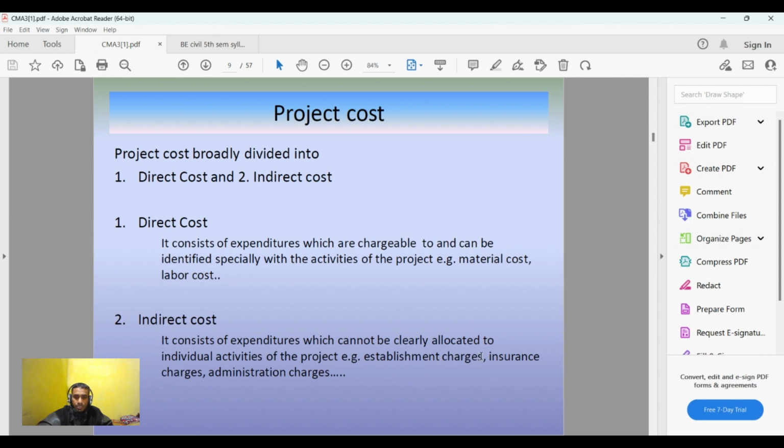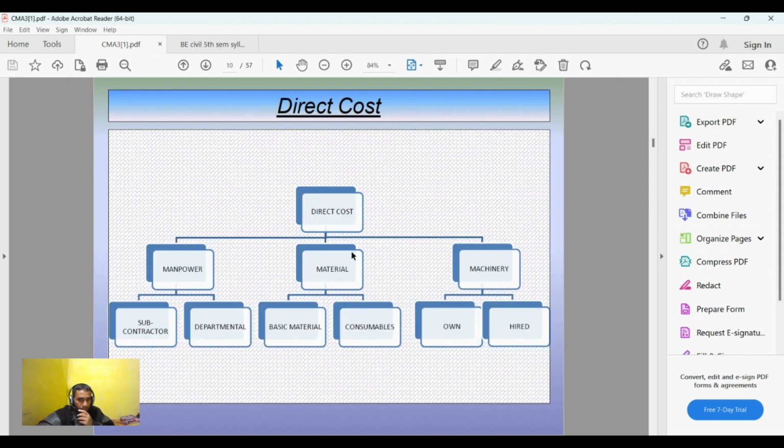So the establishment charges, meaning charges required to set up an office. Okay, insurance charges, for insurance which covers the construction activity or the offices. Administration charges means charges related to payment of salaries for the permanent employees and the temporary ones.